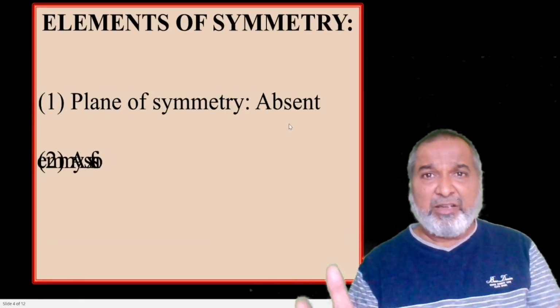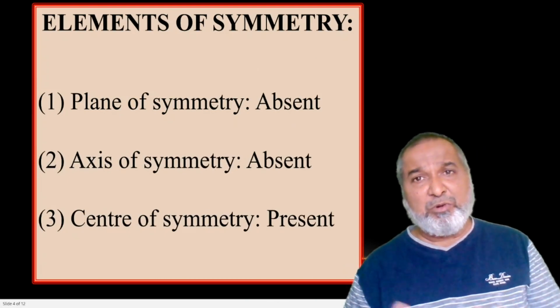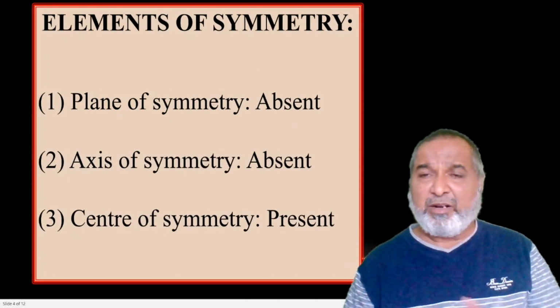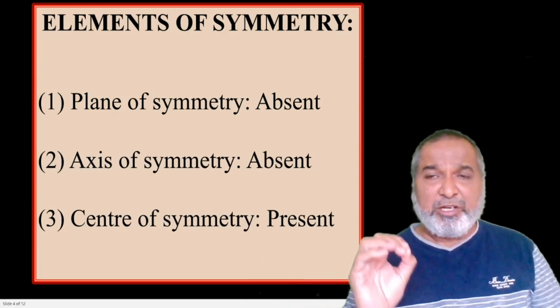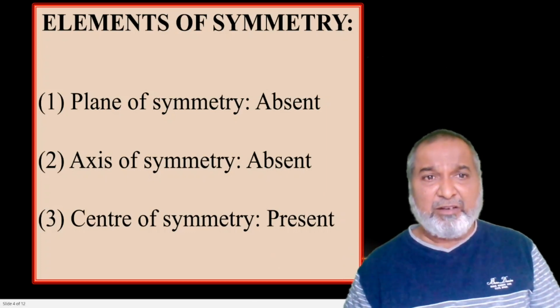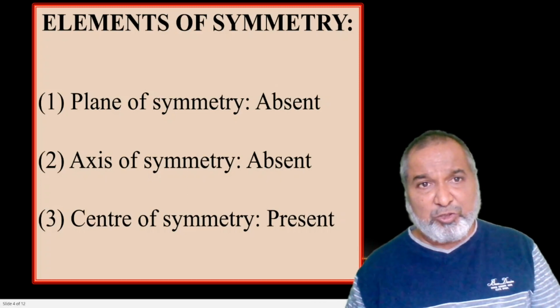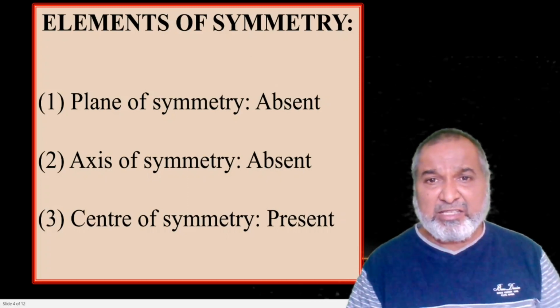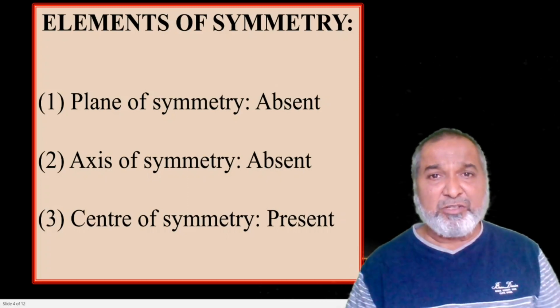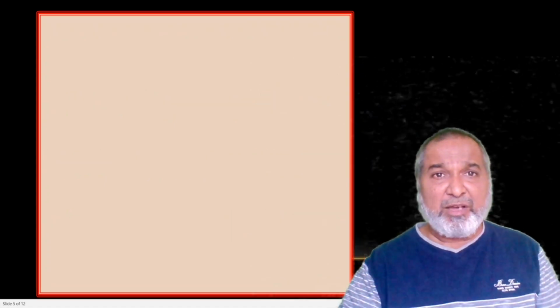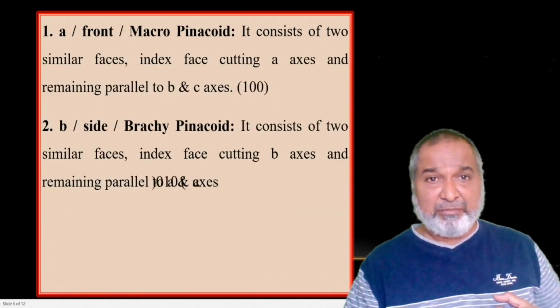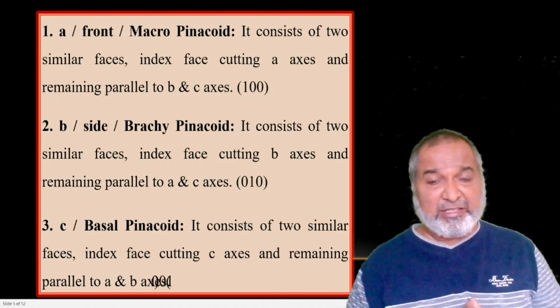Now, element symmetry, a very interesting one. If you try to find the number of planes and number of axes of symmetry, we don't find anything. So planes are absent, axes are absent, and the center of symmetry is present. So that is what we have in the triclinic system.